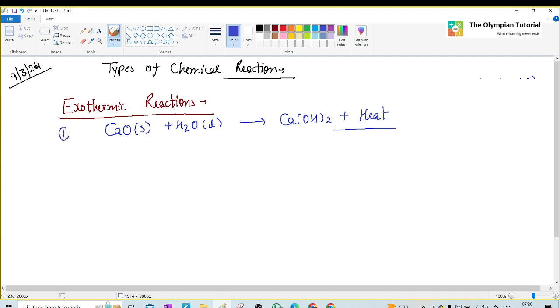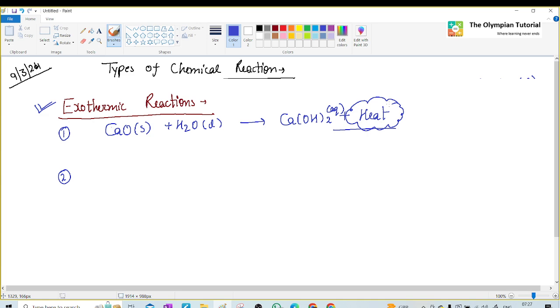Ma'am, so we shouldn't write that it is in aqueous form? Yes, if we are writing it, it will work, and if we are not writing it, it will also work, because in an exothermic reaction, the most important point which we have to show is heat. Okay.